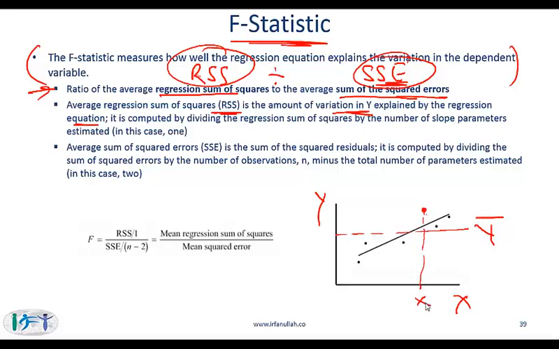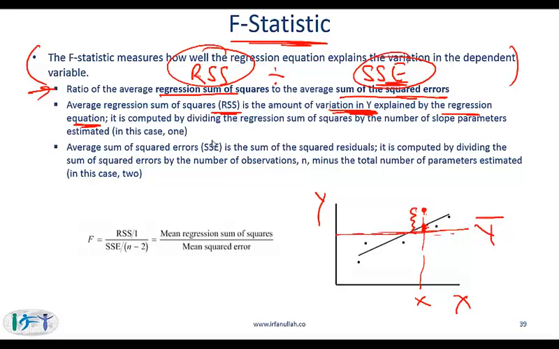For a given value of X, what does the regression equation explain? It explains this much variation, right? So this is the average. The regression equation explains this much variation. Okay, so RSS is the amount of variation in Y. This is the total variation. This part is explained by the regression equation. So ideally you want a high RSS.